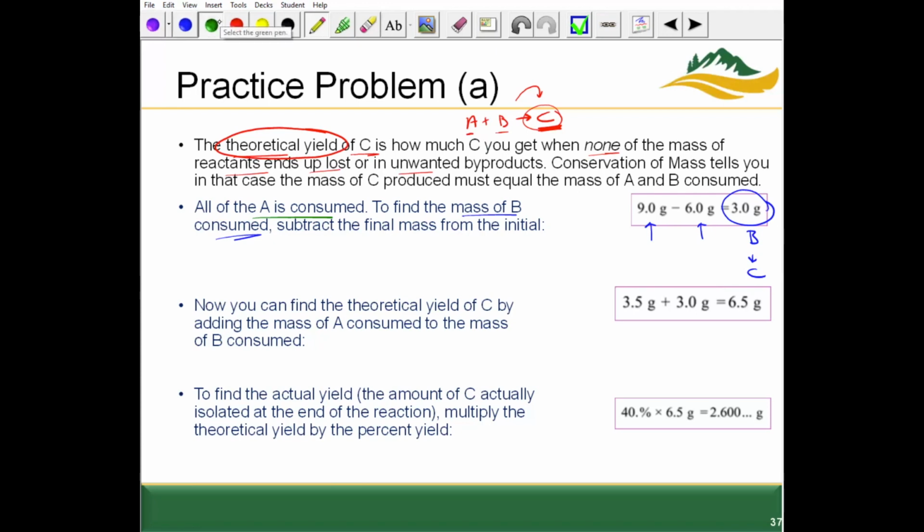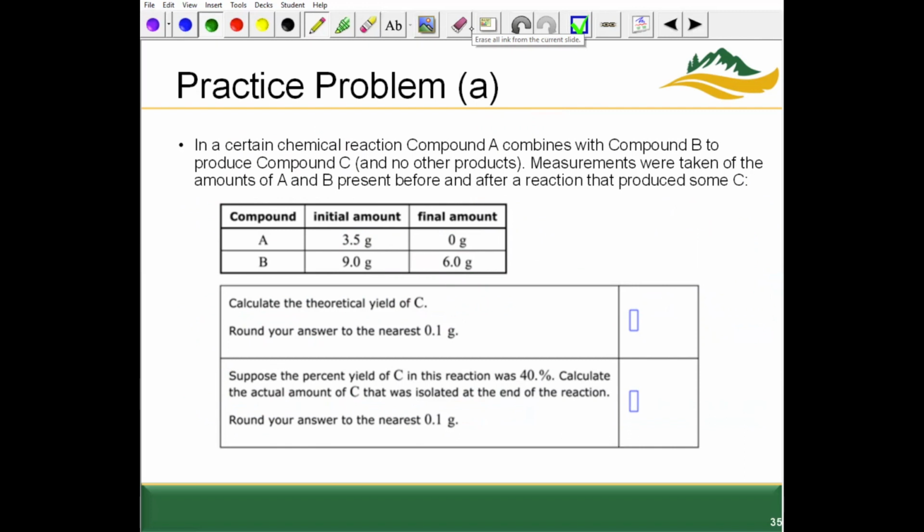Now in this next step, we're using up 3.0 grams of B and 3.5 grams of A. That means that our product C has to weigh 6.5 grams. Theoretically, right? So if all of A and all of B go in to produce product C in a perfect reaction, then we have to have 6.5 grams of C in the end. So our theoretical yield of C is what we're going for.